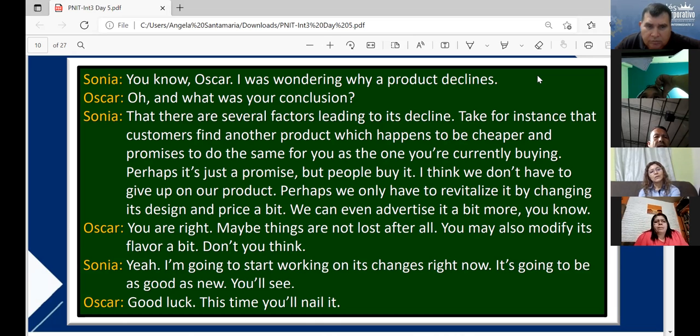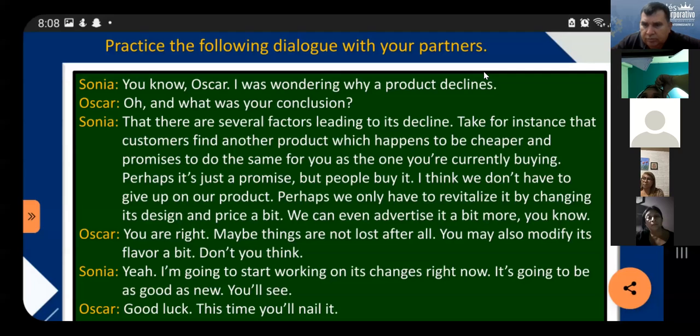Another product with something cheaper and promises to do things for you as the one you are currently buying. Perhaps it's just a promise, but people buy it. I think we don't have to give up on our products. Perhaps we only have to revitalize it by changing its design and price a bit. We can even advertise it a bit more, you know. You are right. Maybe things are not lost after all. You may also modify its flavor a bit.